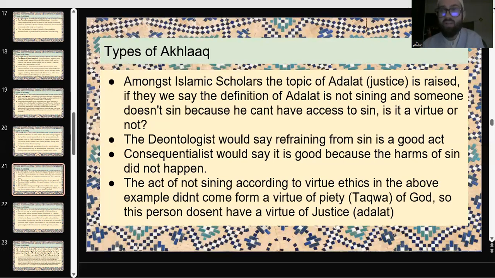How do we know he has that virtue? So this person doesn't have the virtue of adalat, doesn't have the virtue of justice. So see the difference from how they could look at it and how they could view it? Just because a person doesn't have access to do a sin doesn't mean that they won't commit it. If they had access, they may do it. But having the fixed quality in the soul that prevents one from doing it, that is having a virtue.